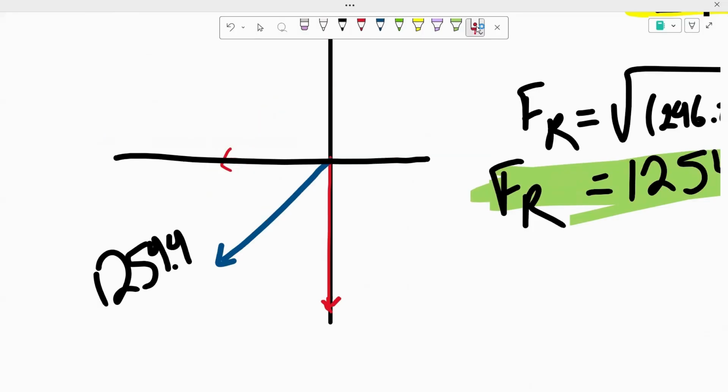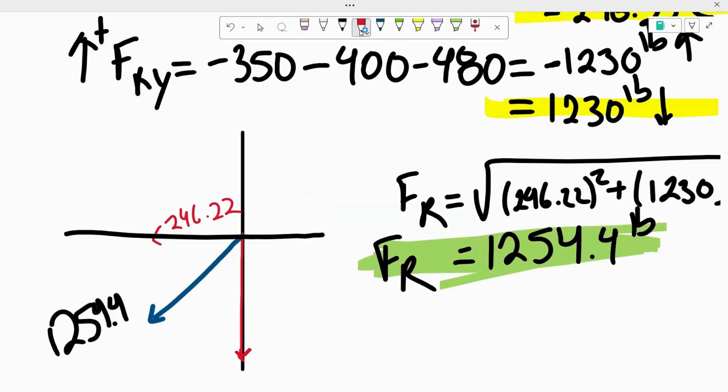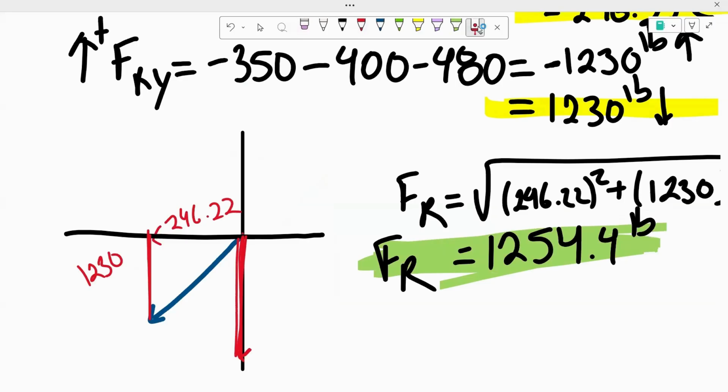To do that, we're going to use things that were given to us, which we know that this side right here is 246.22. And we know that this side right here is the same as this side right here, which is the 1,230 pounds. And so we know that from the start of the x-axis all the way over here, it's a full 180 degrees. So the only angle that we don't know is this angle right here. We're going to find that angle and add that to 180 to give us our full angle.